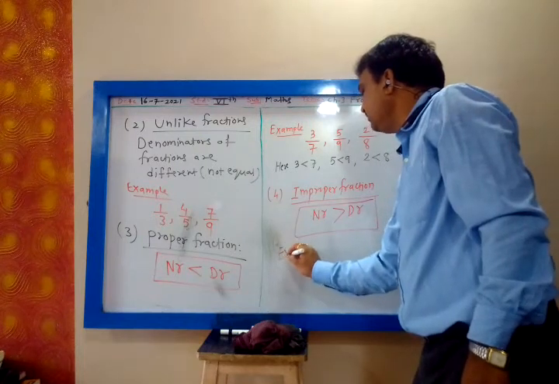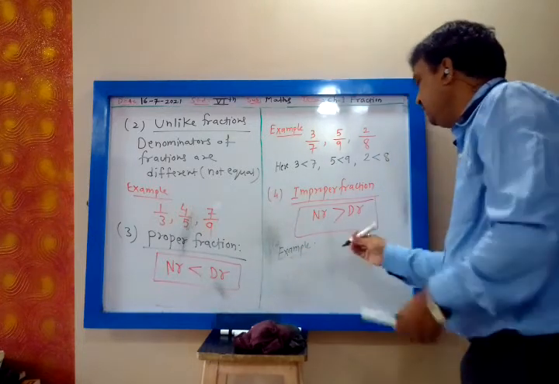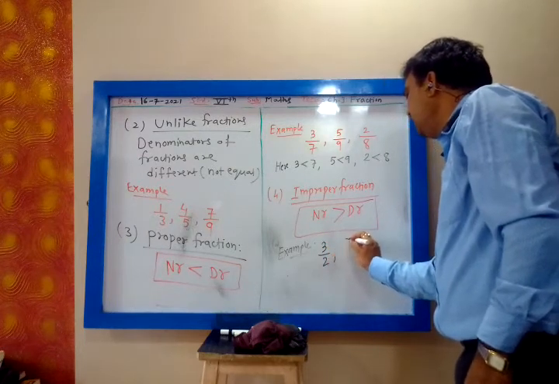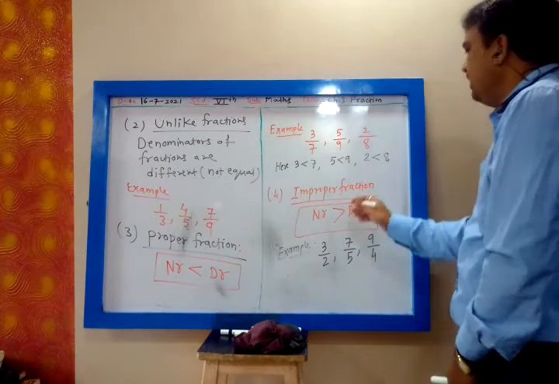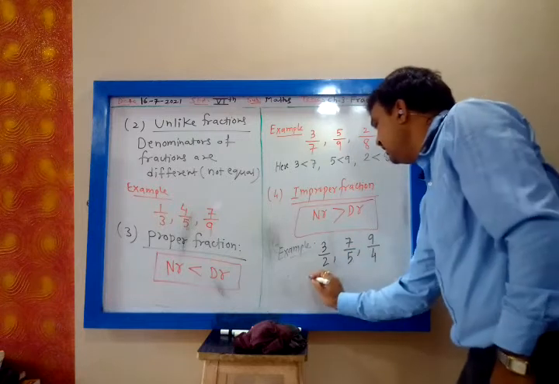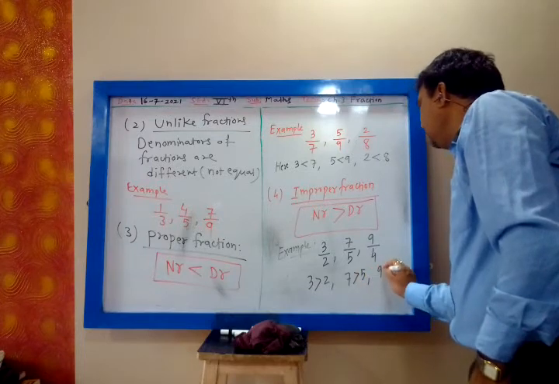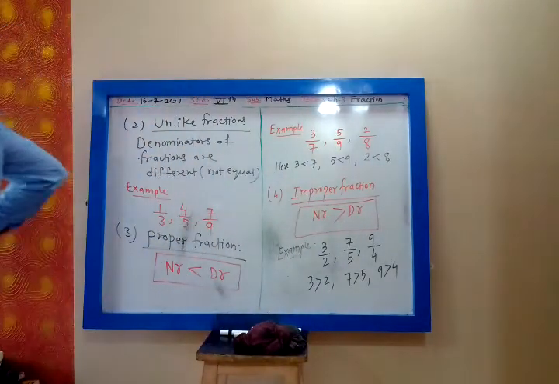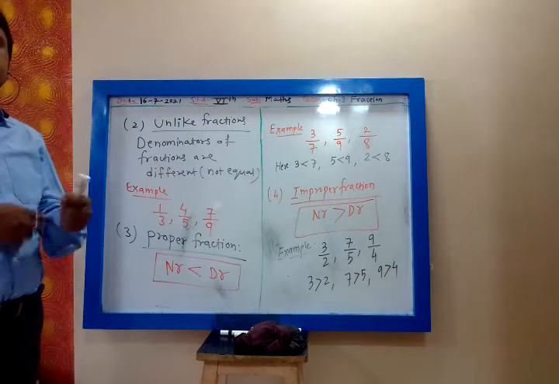For example, we can write 3/2, 7/5, 9/4. They are improper fractions because numerator 3 is greater than 2, 7 is greater than 5, and 9 is greater than 4. So whenever numerator is greater than denominator, they are improper fractions. Whenever numerator is less than denominator, that is called proper fraction.